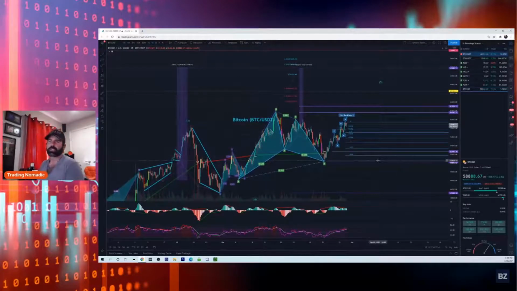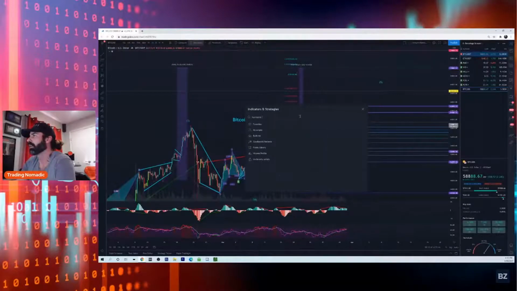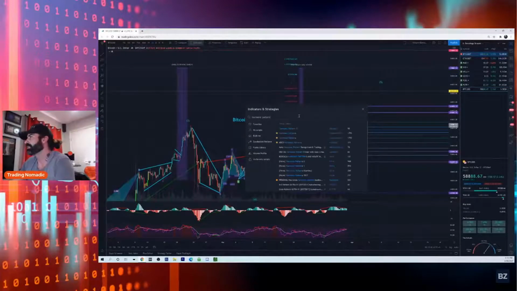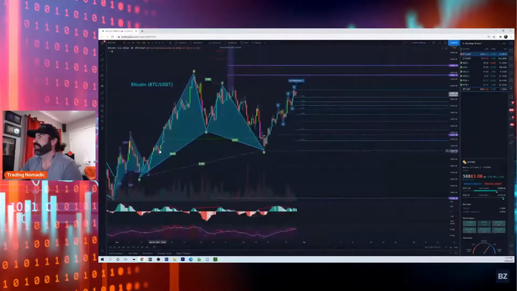Somebody asked me last week if there was some kind of indicator that could help them identify these patterns, and I did come up with one that I like. It's not perfect, it's all algorithmic, but if you're in TradingView and you type in Harmonic Patterns, you're going to see this second one here. Lonesome is the guy who wrote this script. If you add that to your chart, it'll identify stuff like this.